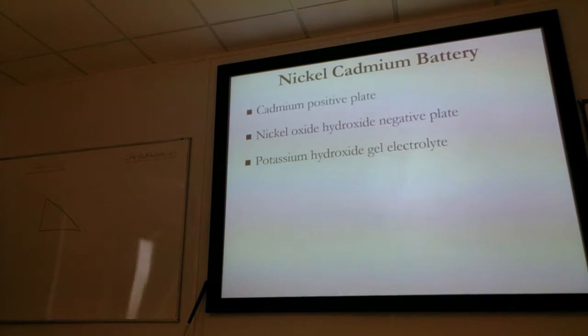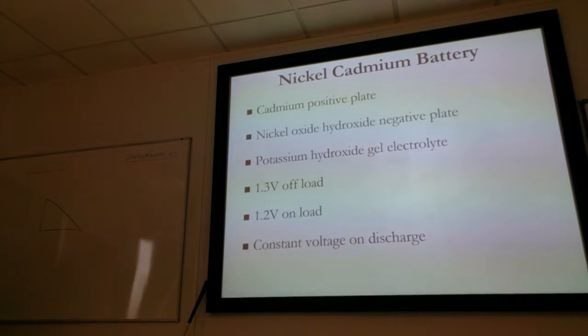Now these cells aren't as powerful as your lead acid cells. They only produce 1.3 volts off load, and when you connect them up as a battery, they produce 1.2 volts on load. But here's the good news with the nickel cadmium battery: it's got a constant voltage on discharge. So what you get with a NiCad is constant voltage, and then it falls off a cliff. It doesn't hold the power for any longer than a lead acid, but you've got usable power through much longer life of it. And that discharge is measurable chemically.